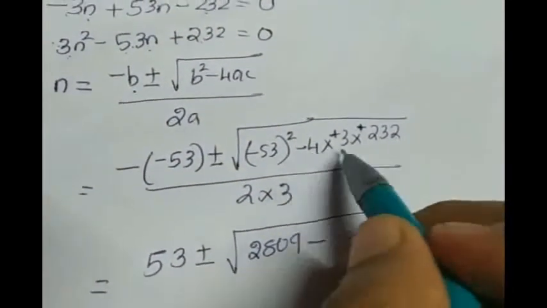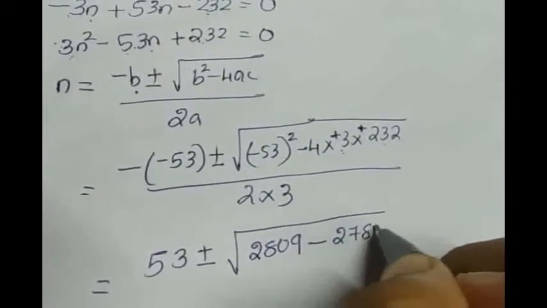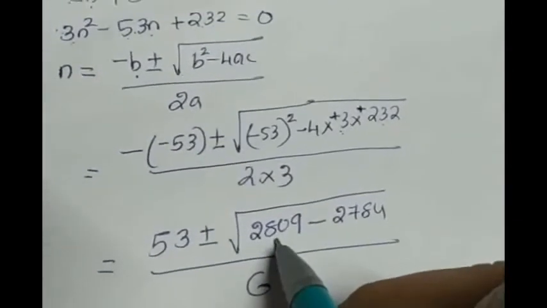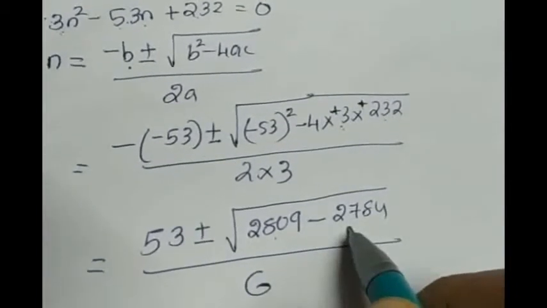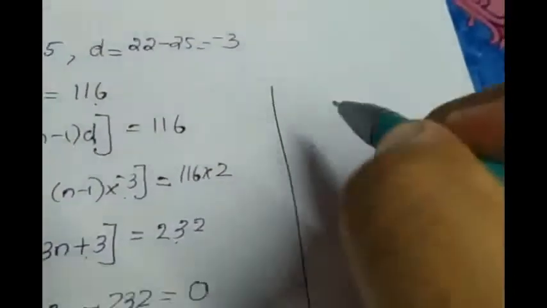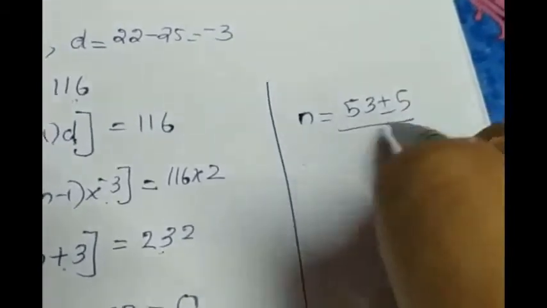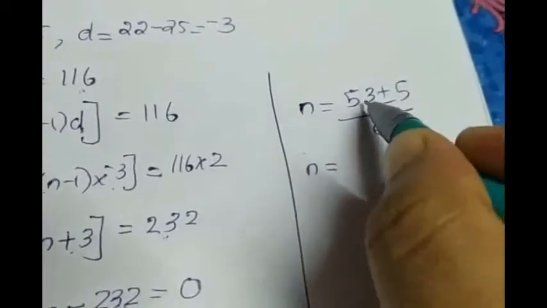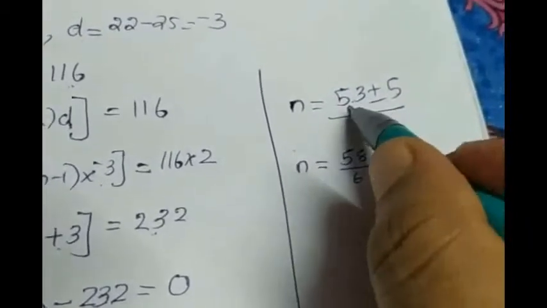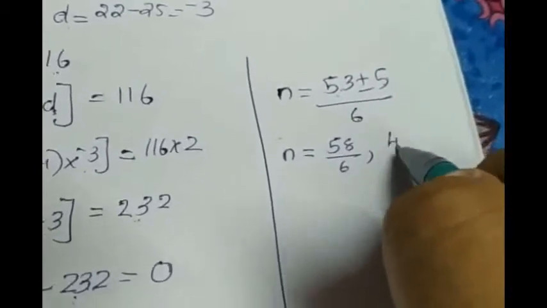2809 minus 4 into 3 is 12. 12 into 232 gives you 2784, divided by 2 into 3 is 6. The difference of 2809 and 2784 is 25, and its square root gives you 5. Okay, so what we are getting is n is equal to 53 plus or minus 5 divided by 6. So we are getting two values. N as 53 plus 5 by 6, that is 58 by 6. Otherwise 53 minus 5 by 6. So that 53 minus 5 gives you 48 by 6.